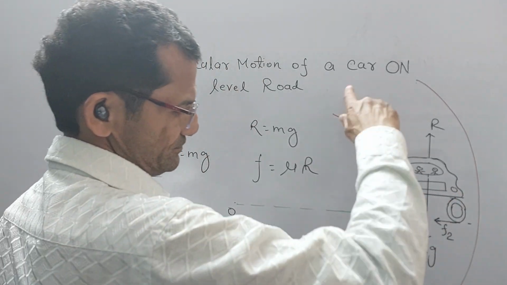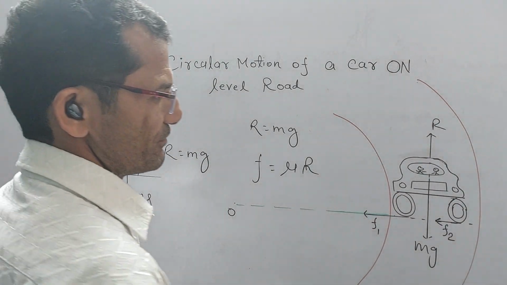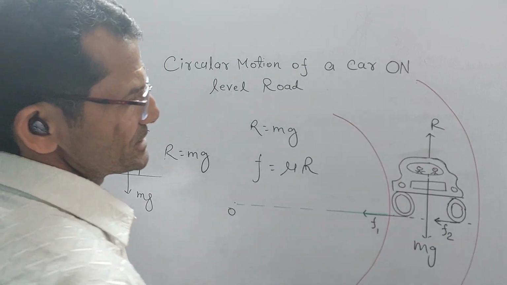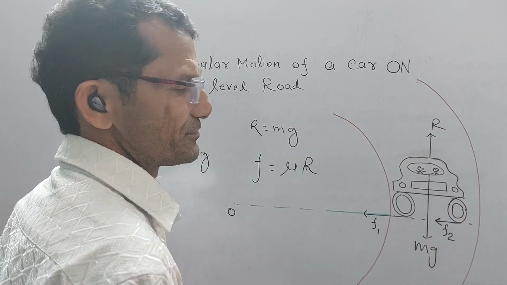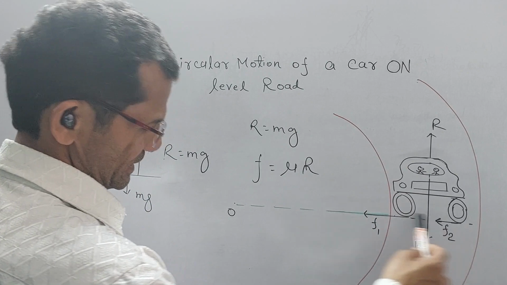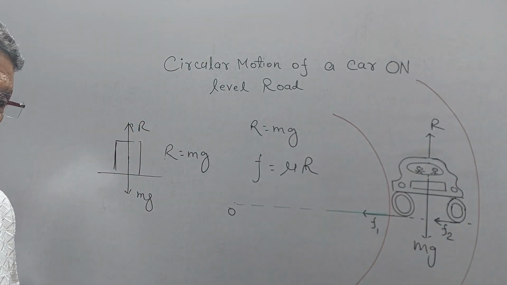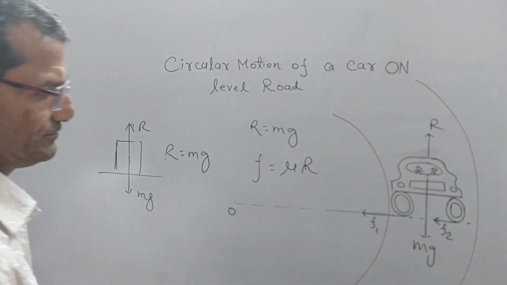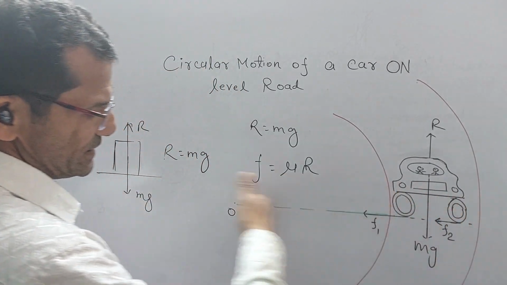Whenever the speed increases over a limit, if the vehicle crosses its speed limit, then the vehicle skids in the outward direction. So the friction acts in the inward direction. Friction always acts in such a way that it opposes the relative motion between the objects. That's why the vehicle skids outwards, and the friction acts inwards.